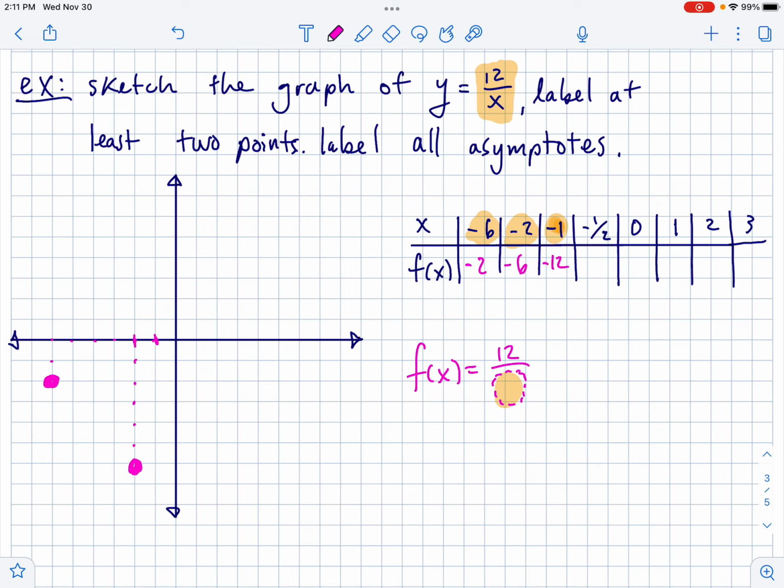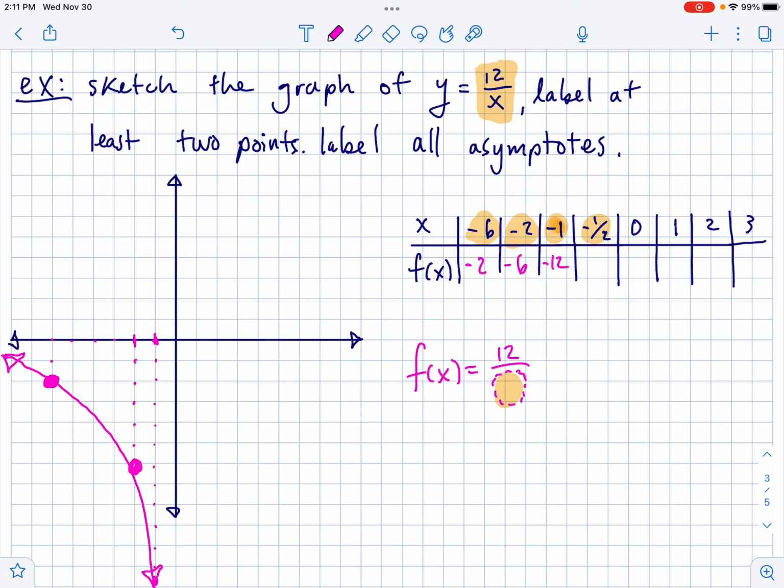Then if I put a negative 1 in there, you'll get a negative 12. So that means at negative 1, it's going to go down 1, 2, 3, 4, 5, 6, 7, 8, 9, 10, 11, 12. So it's going to be way down here. So you can see that it's building sort of a cobweb on this side. It looks something like this.